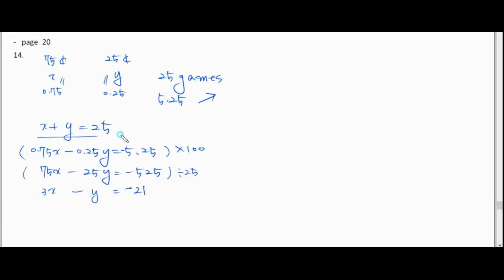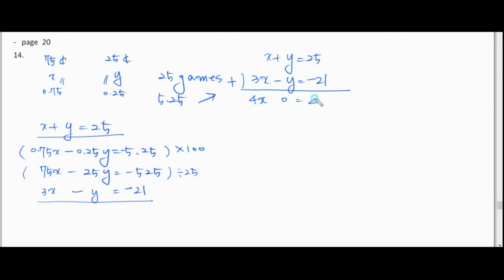And then we'll bring these two equations together. x plus y equals 25, and 3x minus y equals minus 21, sorry. We'll just add these two up. Then this will be 4x, and y minus y is 0, and 25 minus 21 is 4. So 4x equals 4. Because x was the number of times he hit the bullseye, he hit the bullseye one single time.